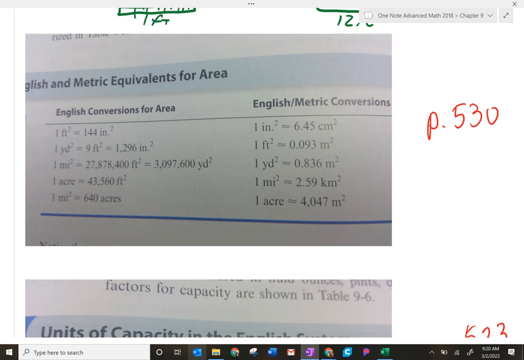So when they try to figure out square footage for painting, that's where that number is going to come in to figure out how much you're actually going to cover. Okay.